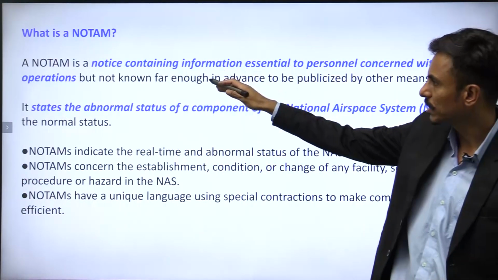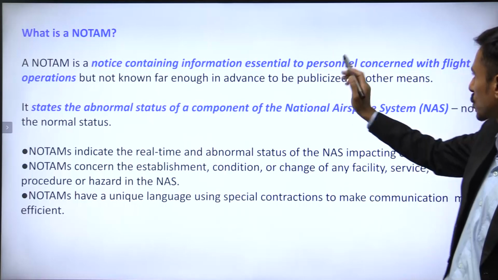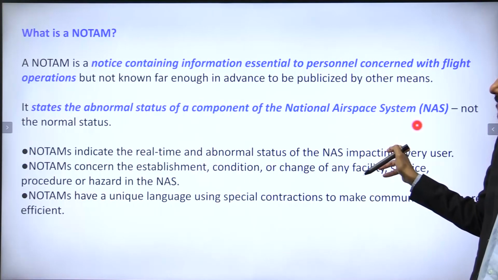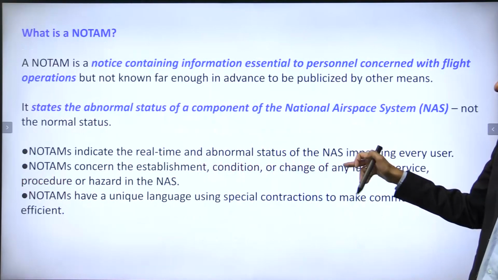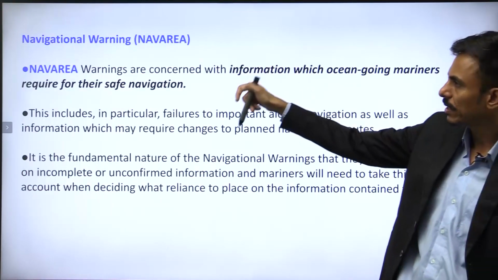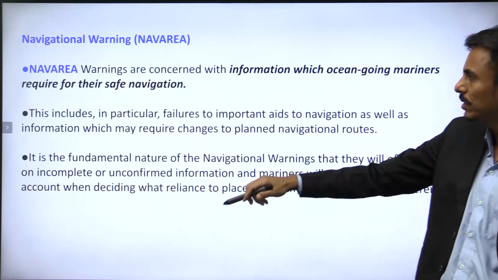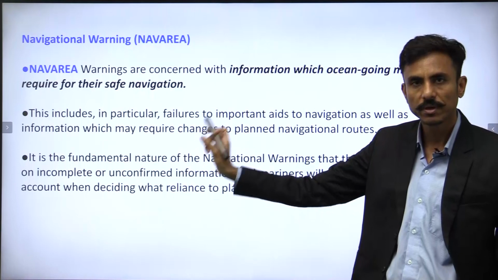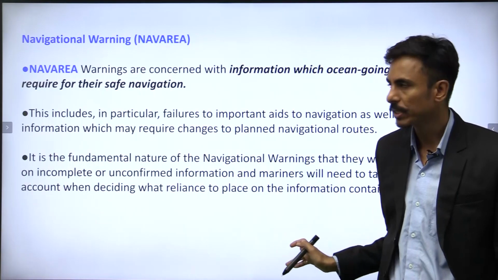So NOTAM is a notice containing information essential to personnel concerned with flight operations, right? And similarly, you have NAVARIA. NAVARIA is navigational warning information which ocean going marine requires for their safe navigation, right? I hope it is clear.